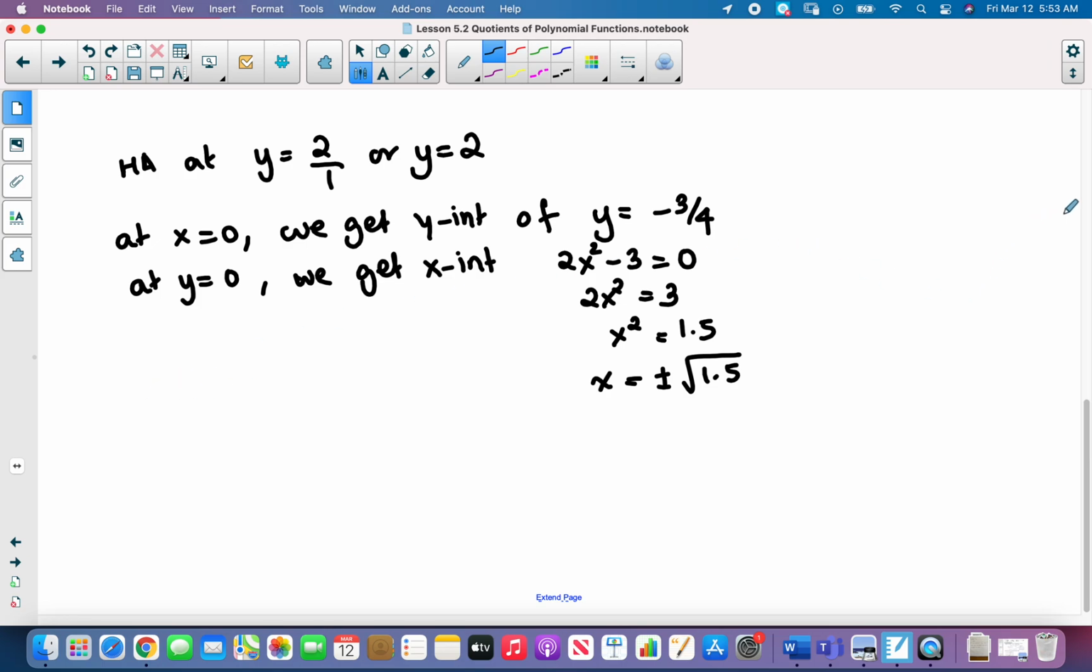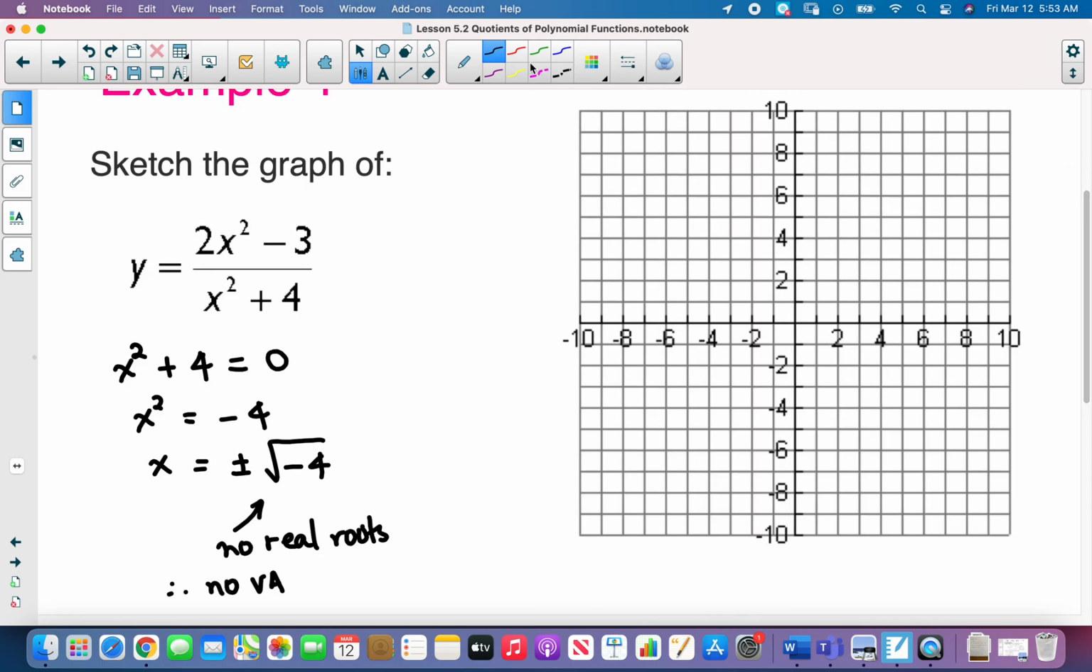We can draw now the sketch of this function using some of the points that we just got. The first one is that there is a horizontal asymptote at y equals 2. So that would be a line that's going like this. Y equals 2. And y-intercept at 0 and negative 0.75. Let's say somewhere here. We have a point here.